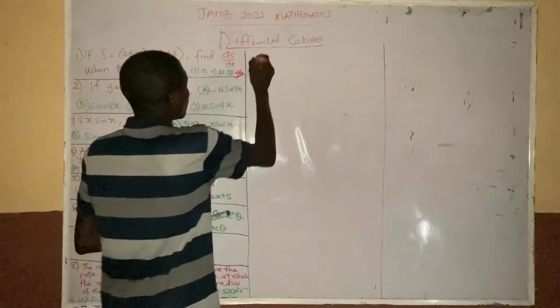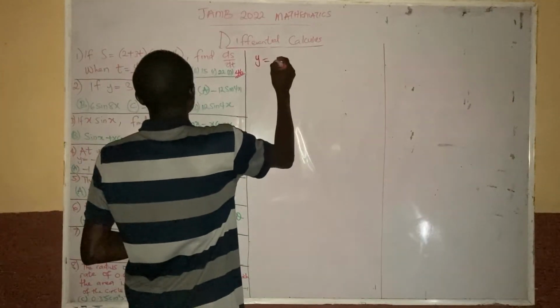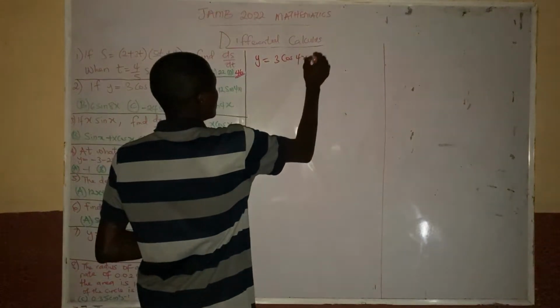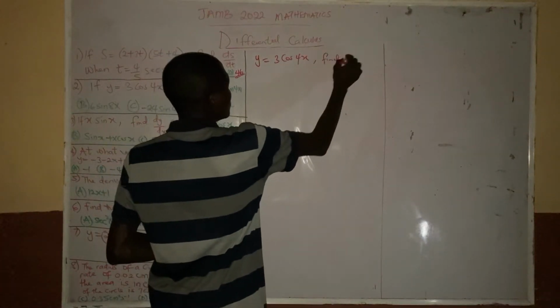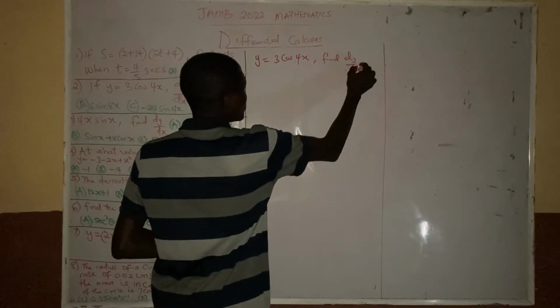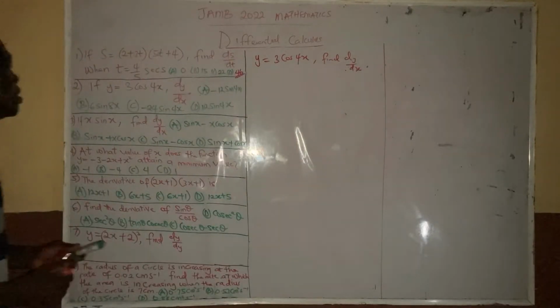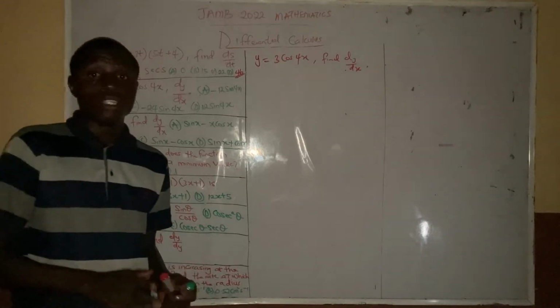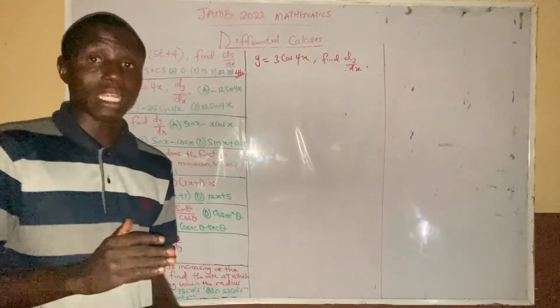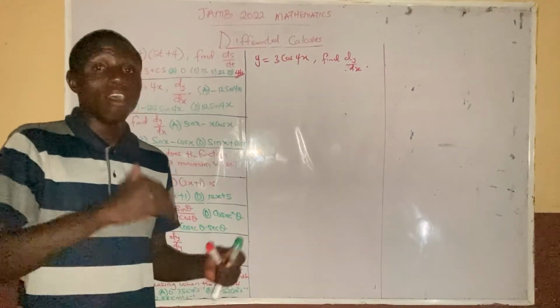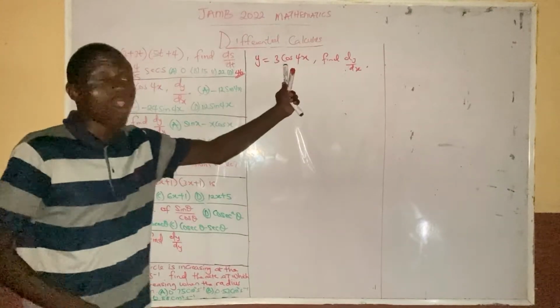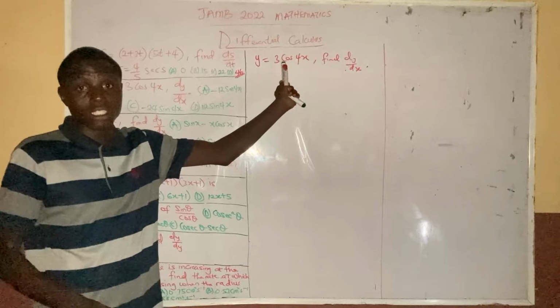Next: y is equal to 3 cos 4x. Find dy by dx. Also a JAMB question. Now, how do you go about this? This is a little bit different from the other one. The other one was a power function, but this one is a trig function. You can see cos here.